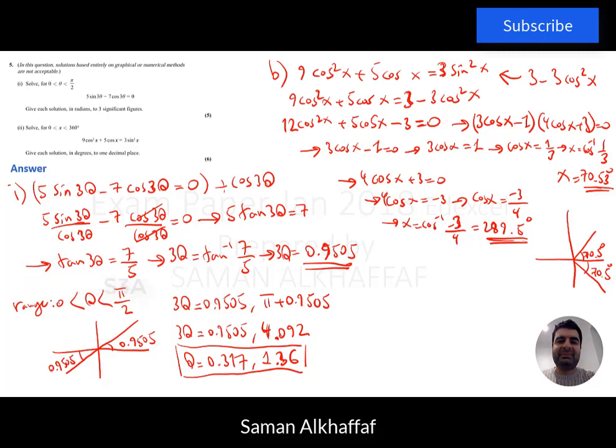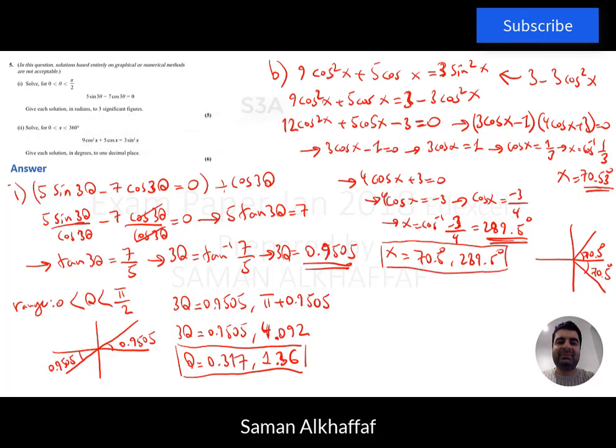So for the angles of x here, the first x will be 70.5 degrees and 289.5 degrees. So these are the values for the first x.